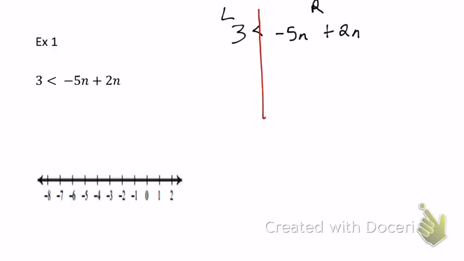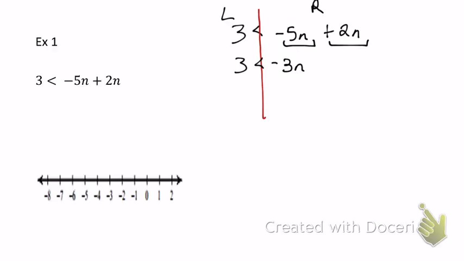Now, we always want to simplify the left side, and we always want to simplify the right side before we start solving. So the left side I cannot simplify, so it's just going to be 3 is less than. Now on the right side, I see I've got negative 5n and 2n. Those are like terms because they both have the n after the number, so I can combine those. Negative 5 plus 2 would leave us with negative 3n.